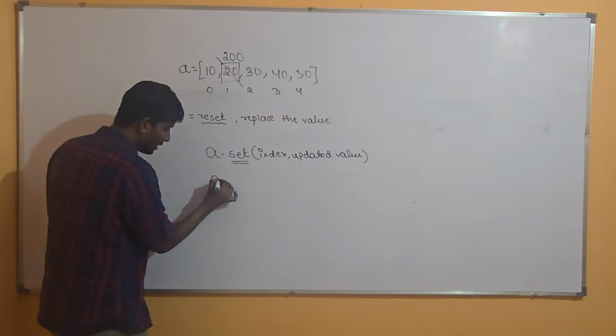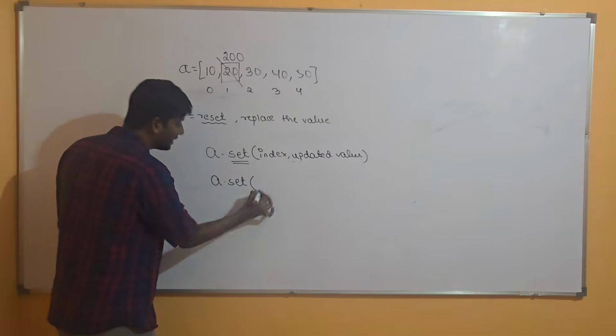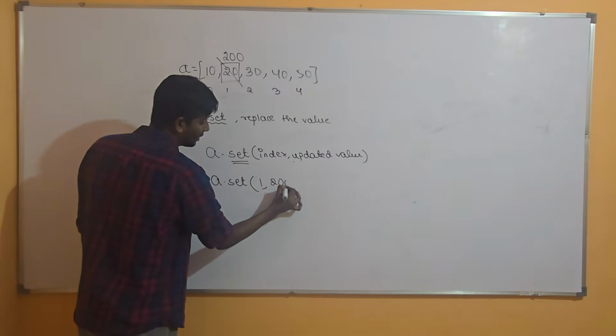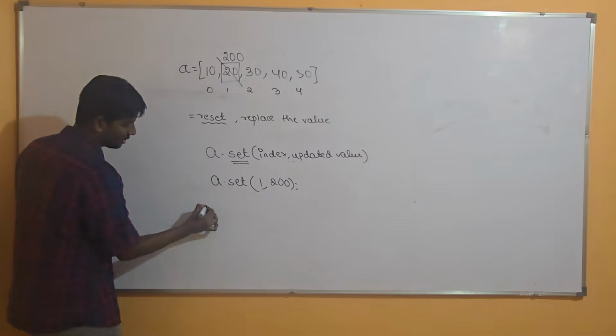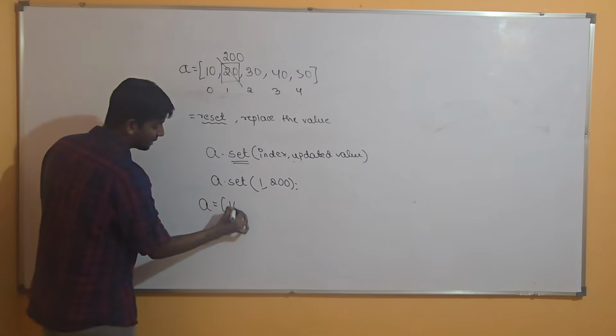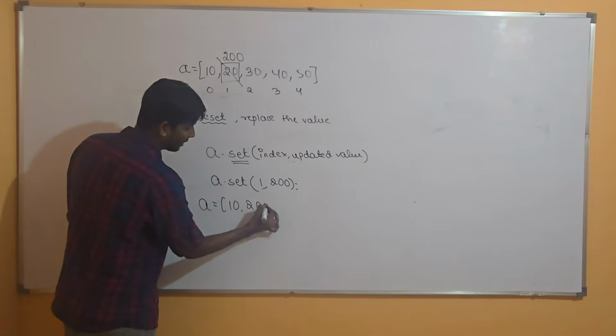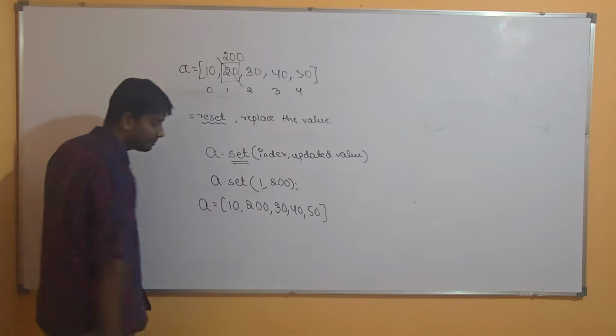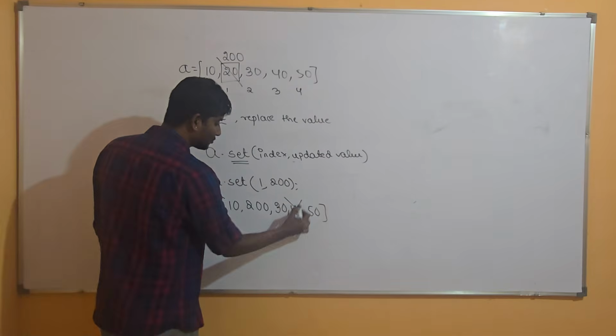For example, a dot set. What was the index number? 1. And what is the updated value you want to set? 200. The moment you hit enter, your array list gets updated as 10, 200, 30, 40, 50.